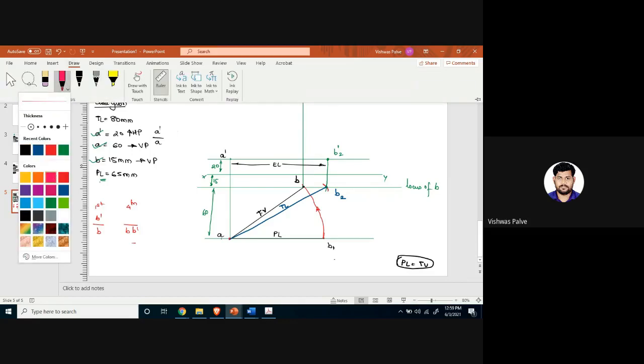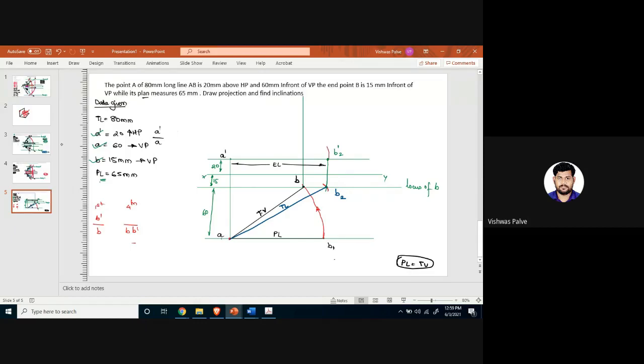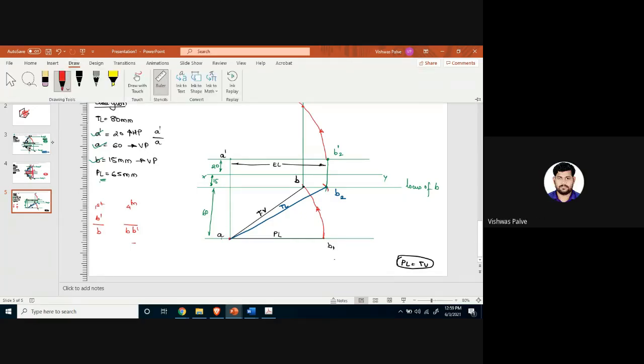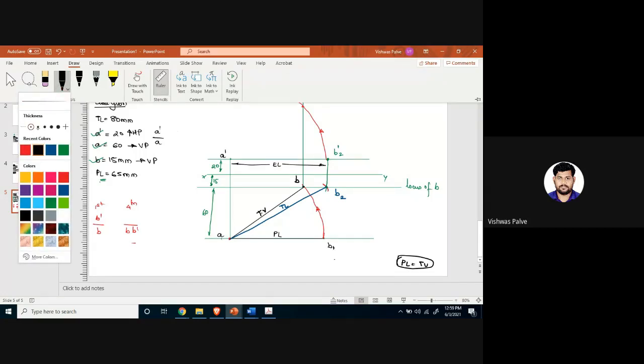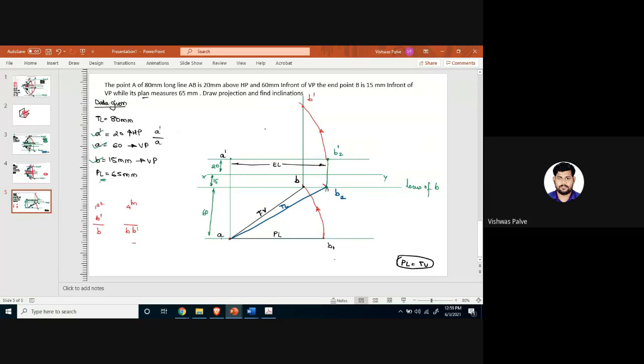Elevation length. If I rotate my elevation length, you will get a new point. What will the new point be called? B dash, you will get the B dash point. And if I connect these 2 points, A dash, B dash, this will be my front view length.